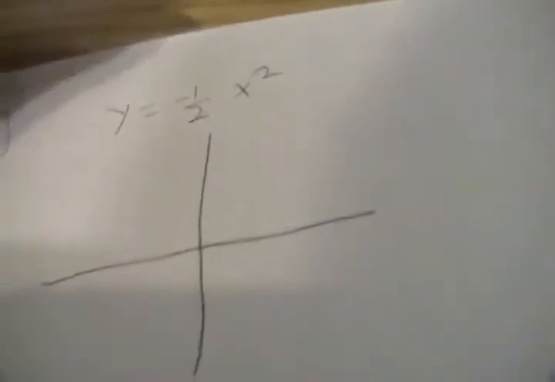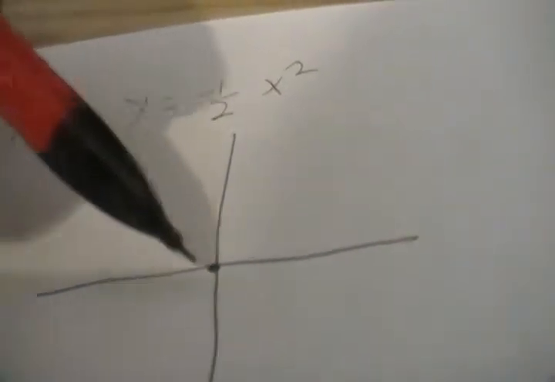Okay, let's try one more. So we have y is equal to -1/2 x squared. Okay, so if we plug in 0 for x, we get 0. Now there's one thing to note here. If you have a negative sign in front of the x squared, what happens to the parabola is that instead of opening up like this, it opens downward, kind of like this.